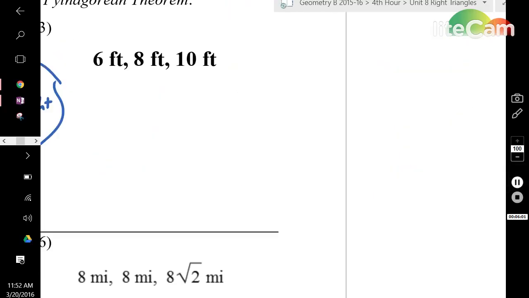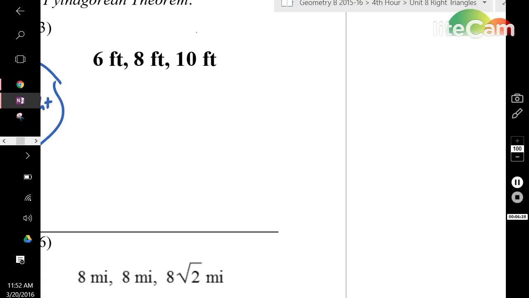Now we're going to move on to the converse of the Pythagorean theorem. They're going to give you 3 side lengths, and you have to determine, well, is it a right triangle, yes or no? Right triangles will always follow the equation a squared plus b squared equals c squared. If both sides of the equation are equal, and it ends up being a true statement, then yes, it is a right triangle. If both sides are not equal, therefore not true, then it is not a right triangle.